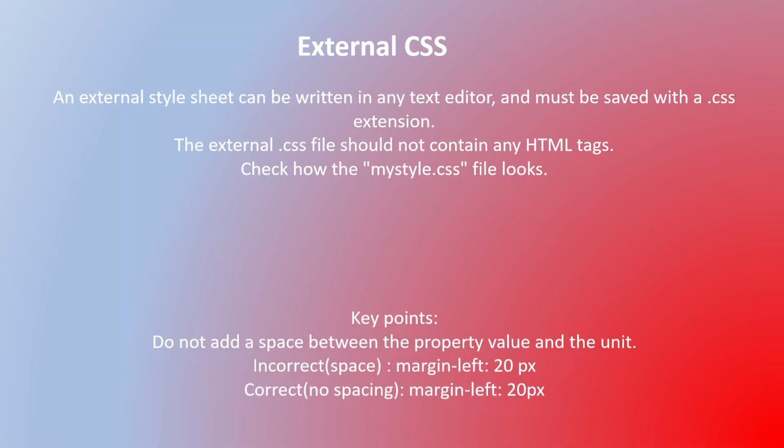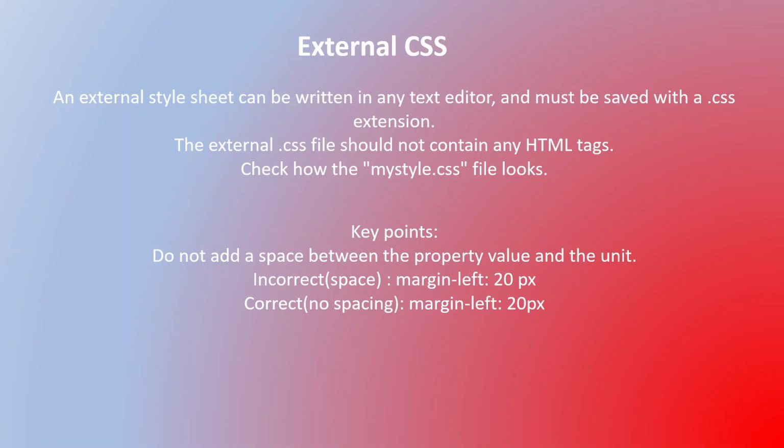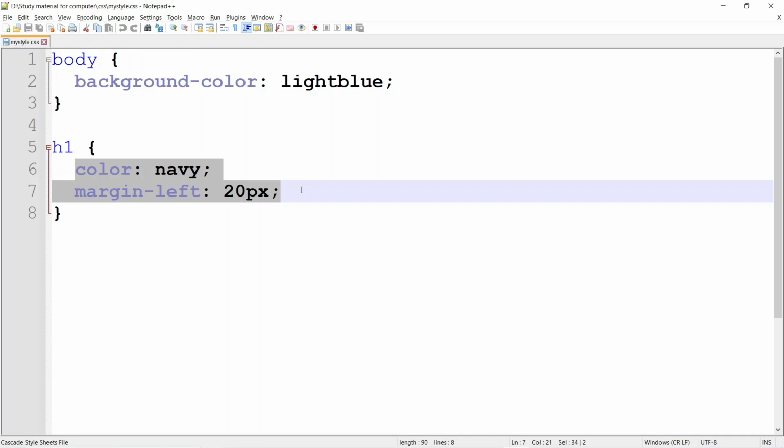Further, there are certain key points that we need to understand while working with the CSS file, which says that we are not supposed to add a space between the property value and the unit. So for example, here we have given 20 pixels for the margin from the left hand side. The second one, which is not having the space between them, is the correct one. If we take a look at the CSS file, you can see that 20 pixels is not having the space in between. So this is the correct way of working.